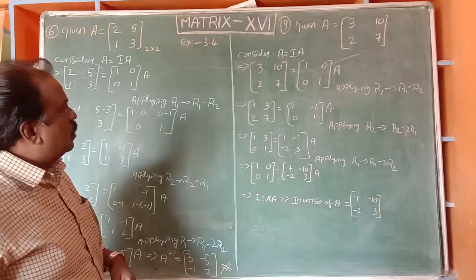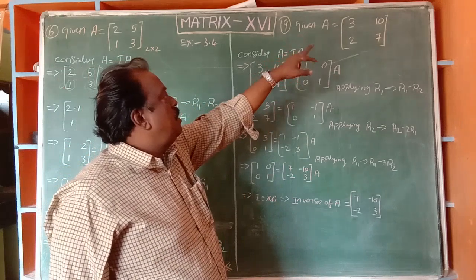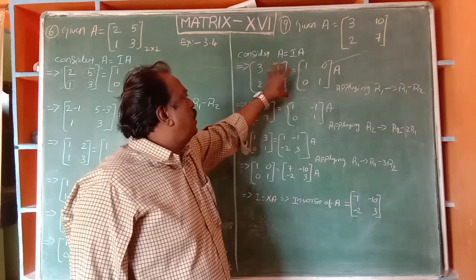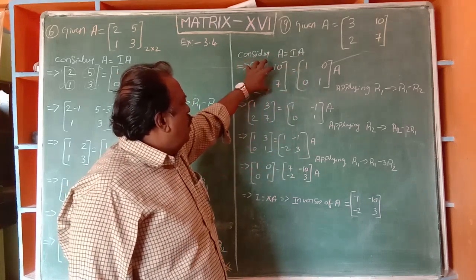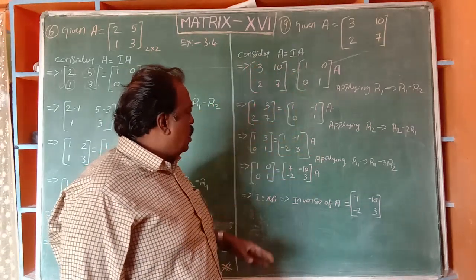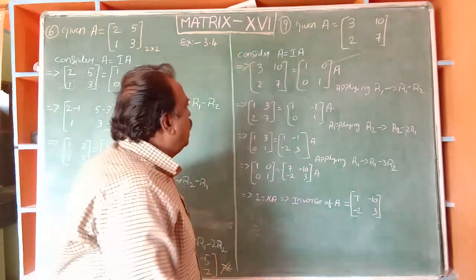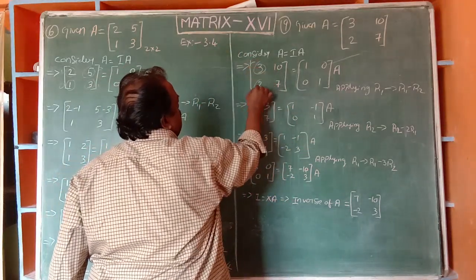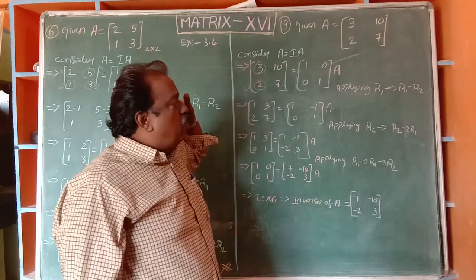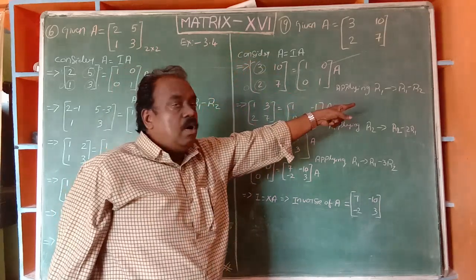Similarly, that one is over. Ninth one. Given is A: 3, 10, 2, 7. As usual, A is equal to IA. We have to change the left side matrix slowly by using operations, to get 1, 0, 0, 1, I. So, in order to get I, here it must be 1 and it is 0 first. So, 3 minus 2 we will get 1. 3 minus 2, 10 minus 7. That means row 1 minus row 2.